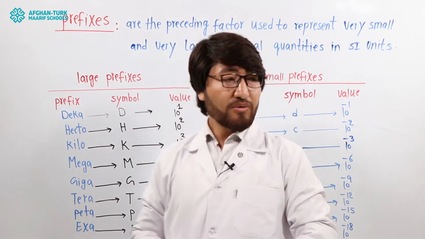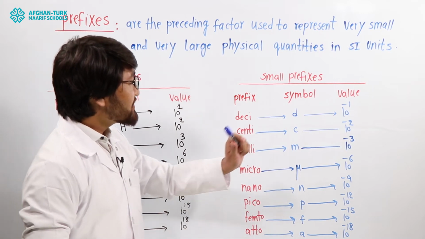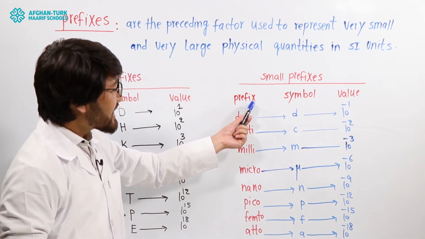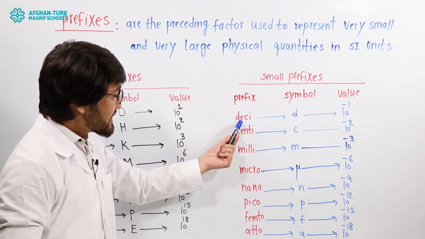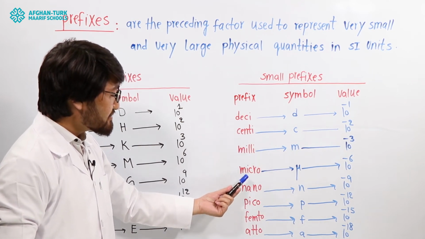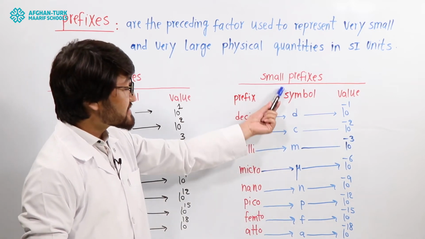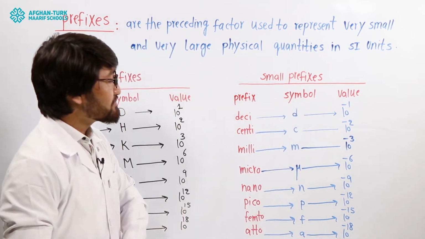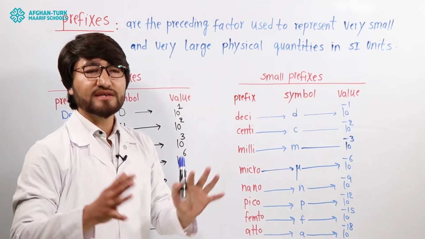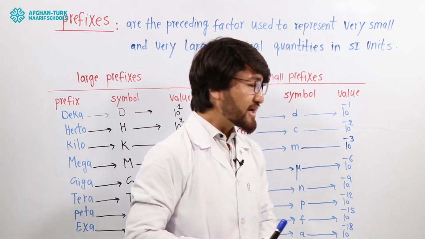Now move on to small prefixes. For small prefixes, we have symbol and value. Small prefixes are these: deci, centi, milli, micro, nano, pico, femto, atto. These are the symbols, and these are the values of the small prefixes. These prefixes are used before units.